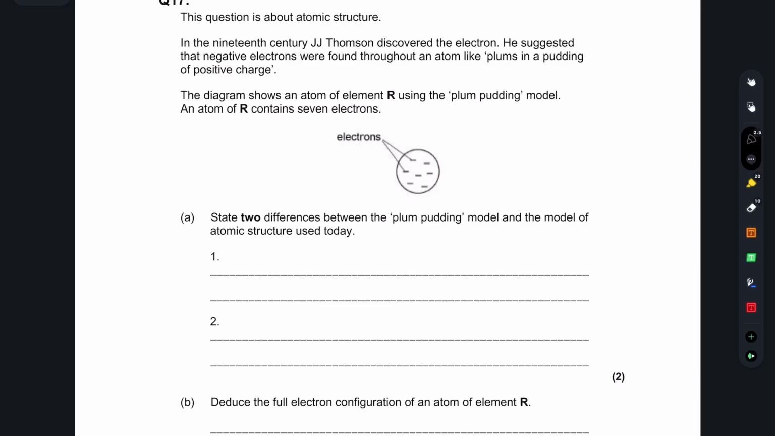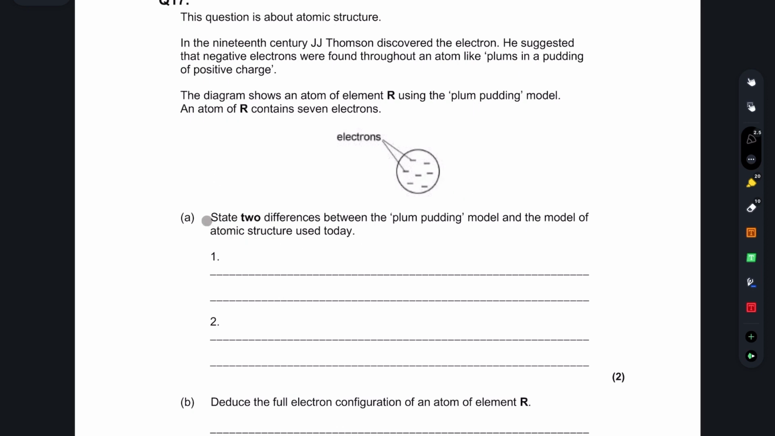Now let's look at some practice questions from past papers. Right then, so let's answer this question here. So first of all, let's read what this question 17 here says. The question is about atomic structure. In the 19th century, J.J. Thomson discovered the electron. He suggested that negative electrons were found throughout an atom like plums in a pudding of positive charge. The diagram shows an atom of element R using the plum pudding model. An atom of R contains 7 electrons.